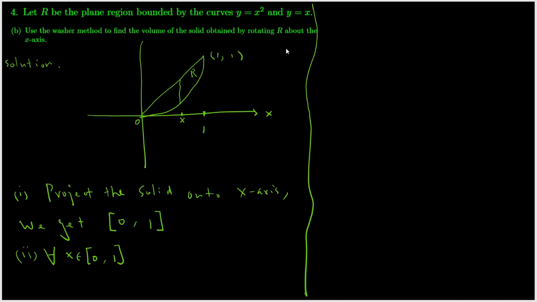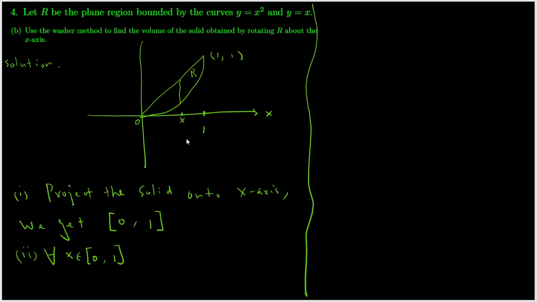The cross-section is actually obtained by rotating that line segment around x-axis, around the horizontal line. Again, you rotate the vertical line segment determined by the value of x around x-axis, the horizontal line, all the way. That's the cross-section.